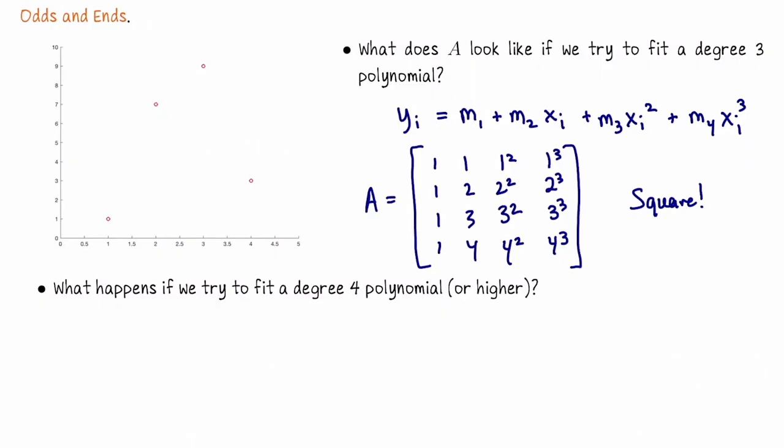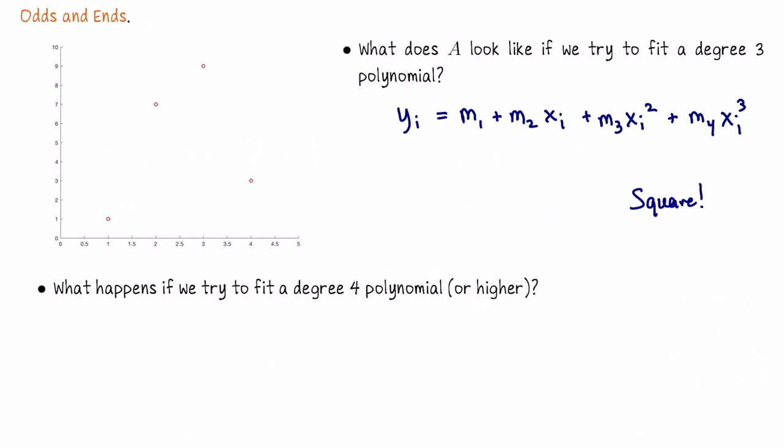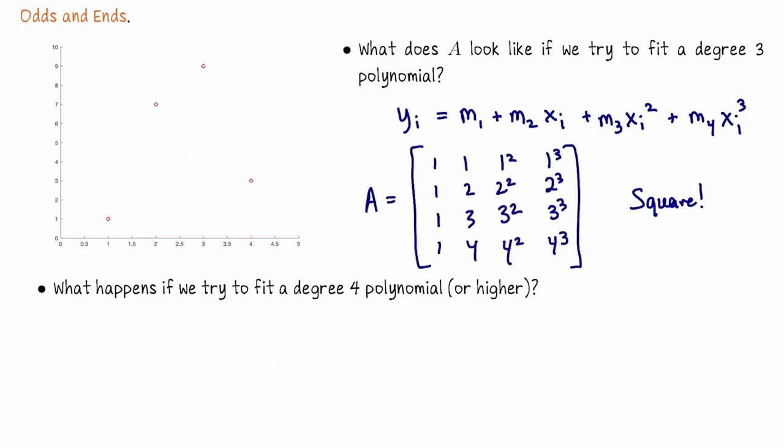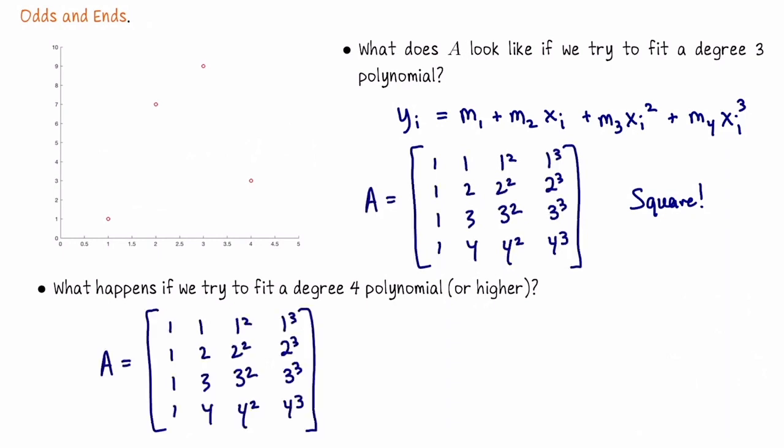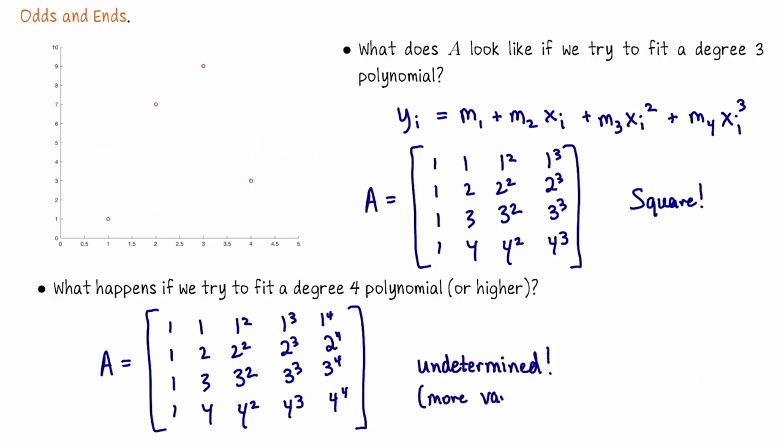What would A look like if I did try to fit a quartic polynomial but to my original 4 data points? Well, it's going to be the same matrix as before, so let me just copy that. But we're going to pick up a 5th column that would look like 1 to the 4th, 2 to the 4th, 3 to the 4th, and 4 to the 4th. This is now a wide matrix. It's an underdetermined system. That means that there are more variables than there are equations.